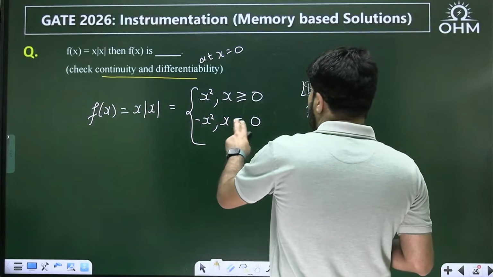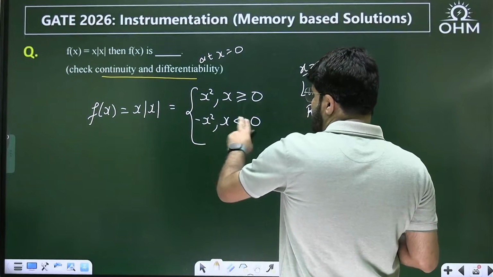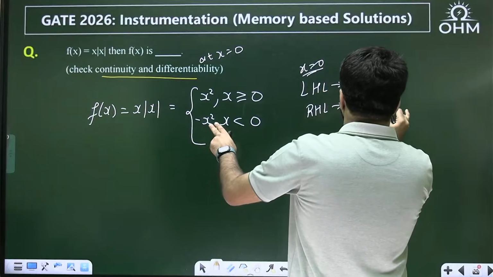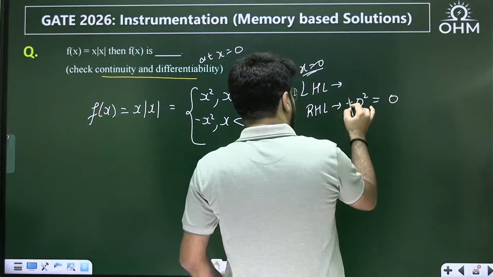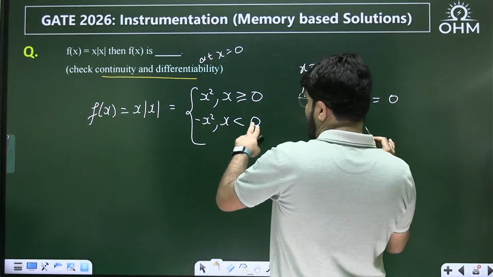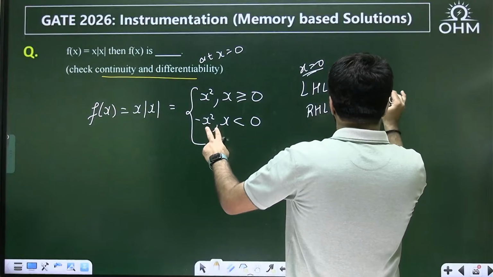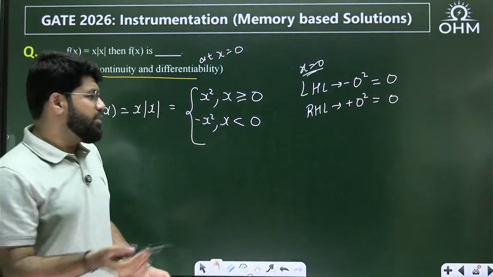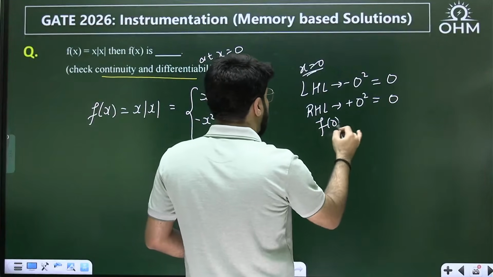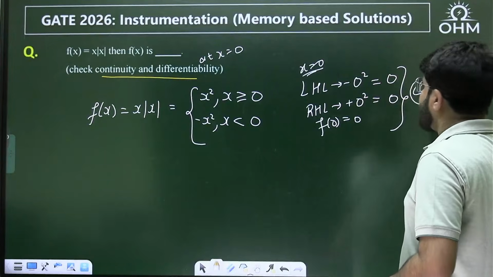But okay, left hand limit at x equal to 0. x equal to 0 minus of x square. But when you put 0, it will be 0 only. Sorry, this is the right hand side limit. Left hand side limit, for x less than 0, the function is minus x square. When I put x equal to 0, I get again 0. The LHL and RHL are the same. Even the value of f(0), 0 into mod 0, will be 0. LHL equal to RHL equal to f(0), so the continuity is there.